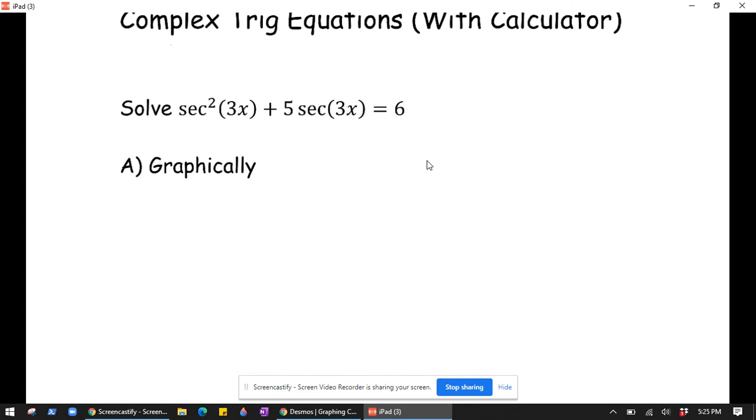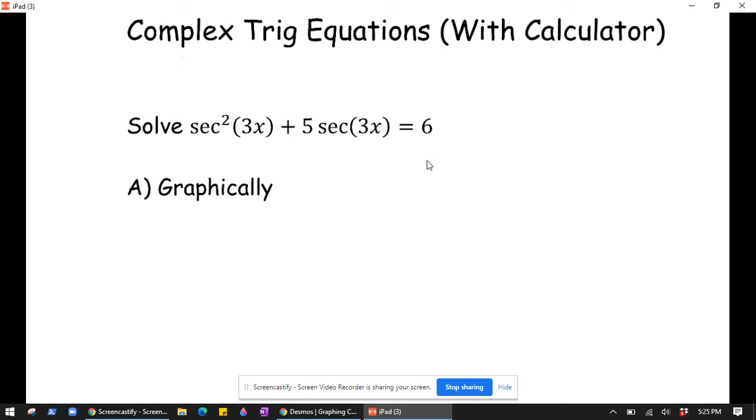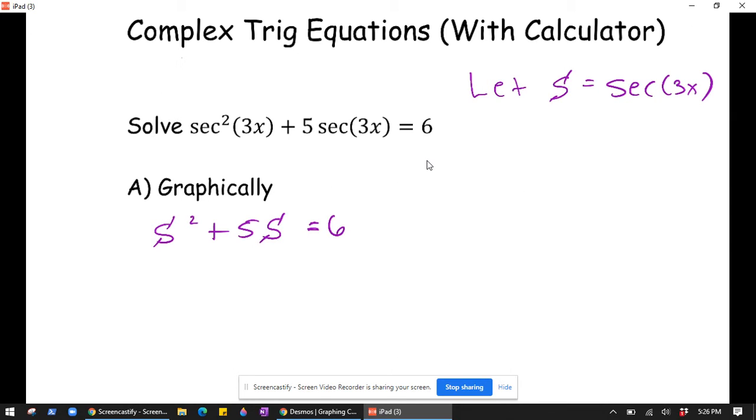So let me zoom in here. The first thing to point out is that we have to do algebra first, right? It's a quadratic. So let's let our secant be called something else, like S. Again, this is just to remind you that first we are doing algebra. So we subtract 6 to get S squared plus 5S minus 6 is equal to 0.